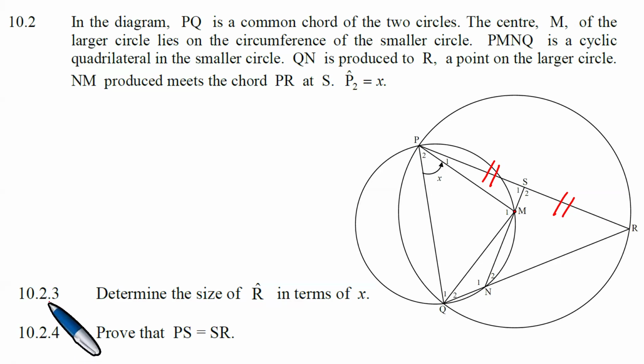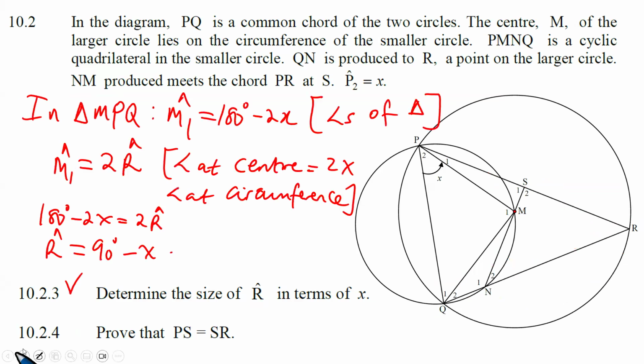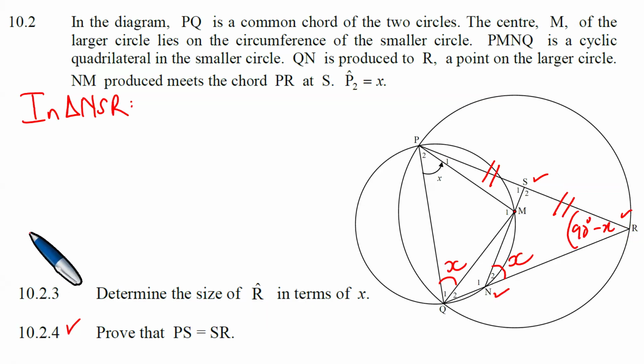Now, to start with here, because this is way too obvious, we're going to work in triangle NSR, question 10.2.4. There are certain things you already know. Like, we know the angle N2 is X. 90 degrees minus X is the size of the angle R, because that's what we said. Upon careful examination, we already have the answer.